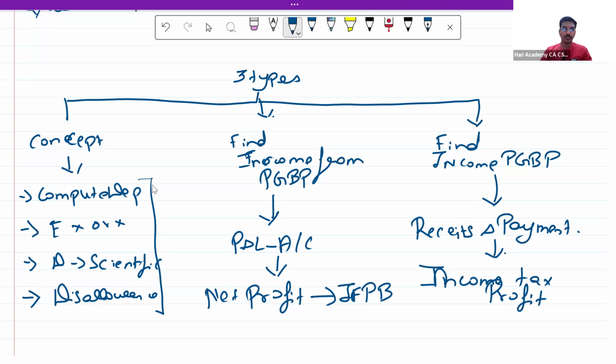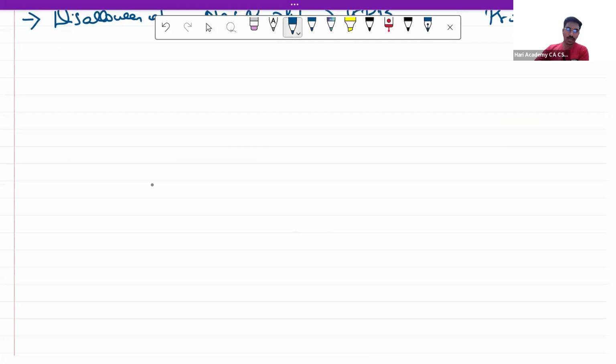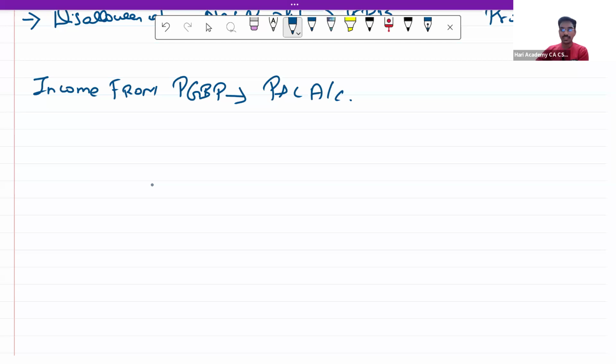In the first type of question, not much discussion is required. In the second type, if they ask you to find income from PGBP and have given you the profit and loss account, the format for getting the answer is as below. First, you have to start with net profit. From this net profit, there are going to be two additions and two subtractions.